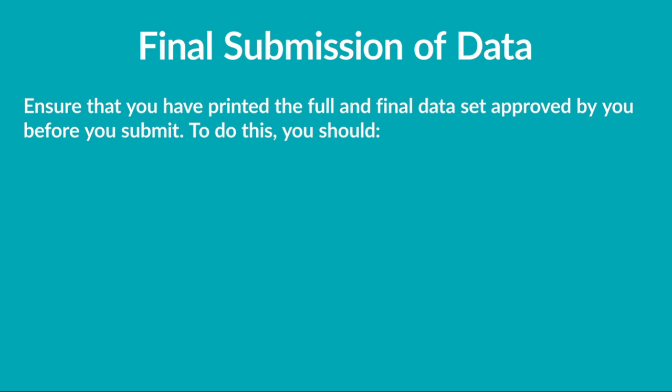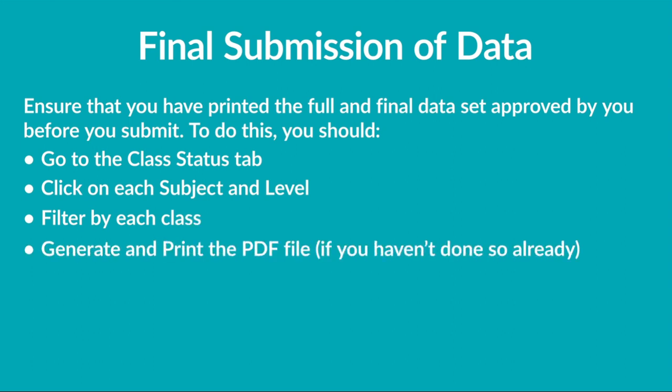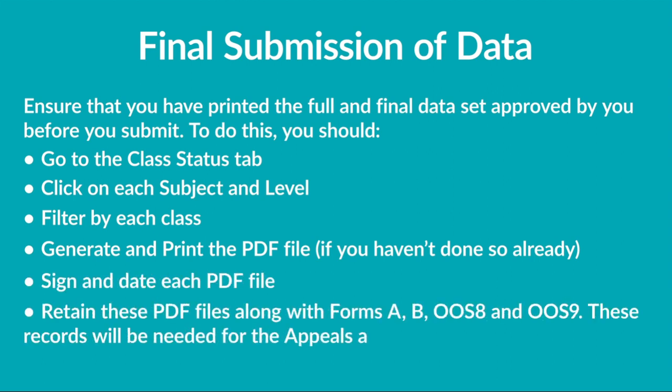In order to do this, you should go to the Class Status tab, click on each subject and level, filter by each class, generate and print the PDF file if you haven't done so already, sign and date each PDF file, retain these PDF files along with Forms A, B, OOS8 and OOS9. These records will be needed for the appeals and quality assurance processes. The State Examinations Commission will provide further information to schools and centres in relation to the period for which the records should be retained.